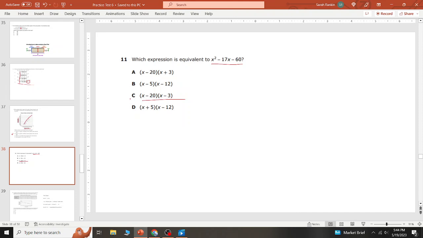wait a minute. Sorry about that. This one's going to give it to us, right? Because we need a -17. Yep. So x times x is x squared. There's our plus 3x minus 20x. Minus 20x plus 3x gives us the -17x. -20 times 3 gives us our -60.